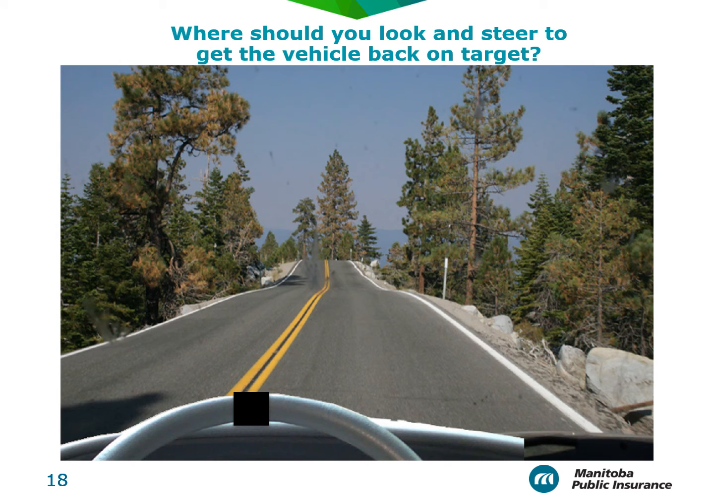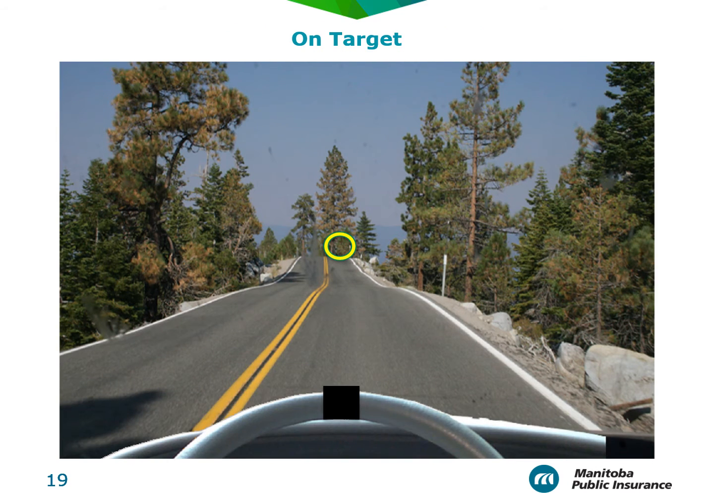Where should you look and which direction should you steer to get the vehicle back on target? Remember, you should steer the wheel enough to get the vehicle on target. In this case, you should be looking at the target and steering slightly right. Be aware that novice drivers have a tendency to steer first and then look. We want them to look at the target and then steer the vehicle because it gives them a target to go to. The vehicle is now back on target and we can proceed safely down the road.